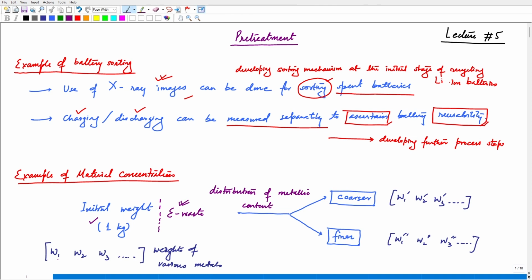We can have W1, W2, W3 and so on and so forth, which are basically the weights of various metals that are present in it. So W1, W2, W3 are all included in this given initial weight of e-waste that we are discussing. Now suppose that we are subjecting this initial weight of e-waste to, let's say, pretreatment.